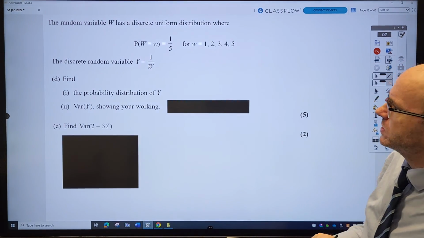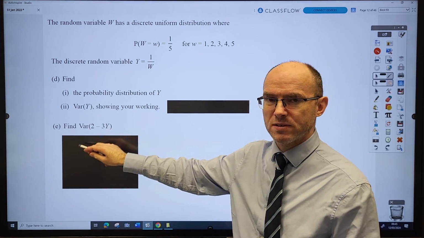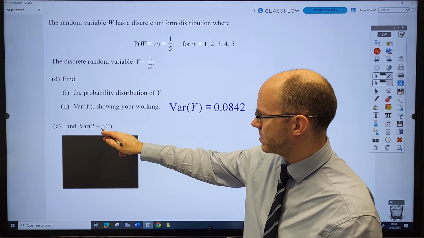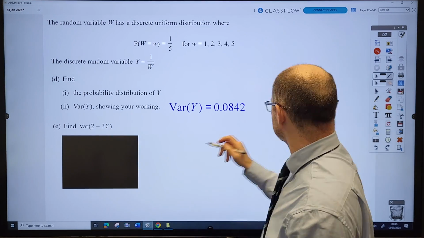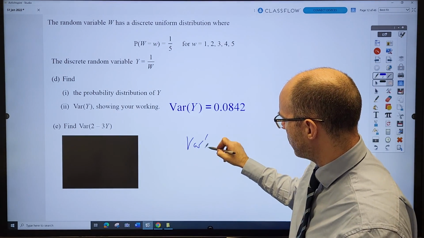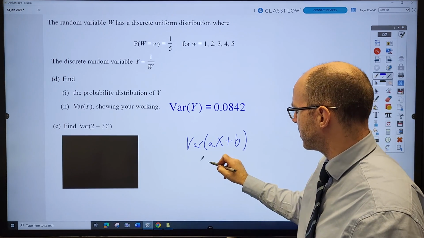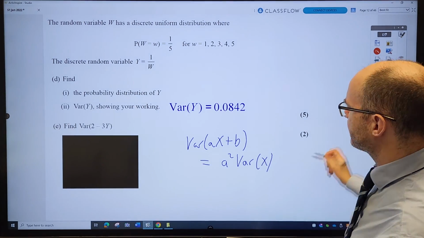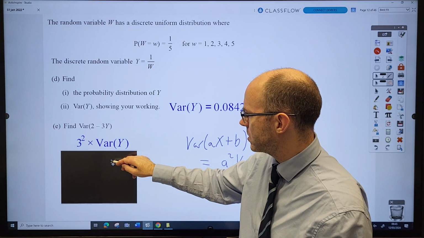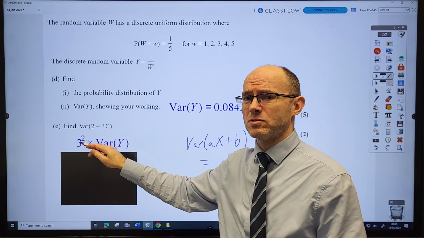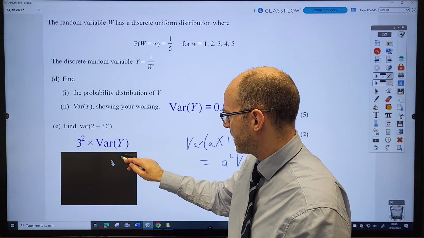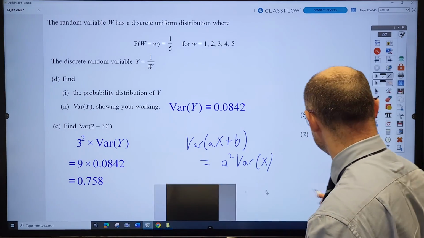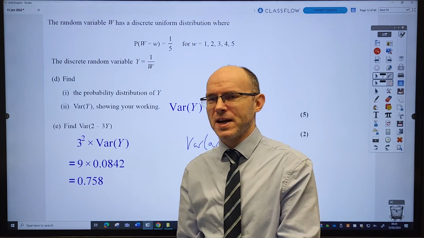And there's one more part of the question. Find this. So just as a reminder, the variance of Y is 0.0842, and the variance of this, you just got to know the formula for that. Just a quick reminder: when you've got the variance of aX plus b, the plus b makes no difference, and you do a squared times the variance of X. That's why I've got the variance of Y there on standby. So you can do negative 3 squared, which of course is the same as 3 squared. Okay, and 3 squared, 9, times that gives you 0.758.